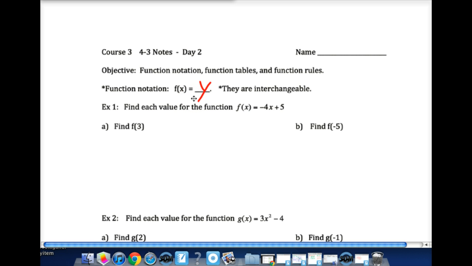F of x equals negative 4x plus 5. First, find f of 3, and then find f. Talk while you do it, please. F of 3 equals negative 4 times 3. We take this 3 and we put that 3 there, plus 5. And then we write this again.